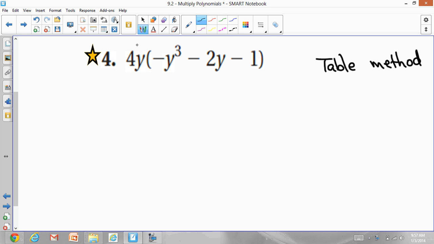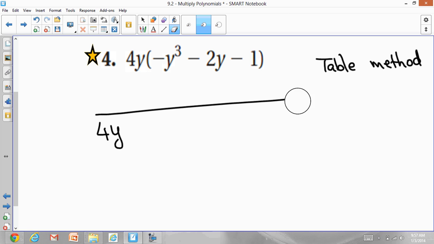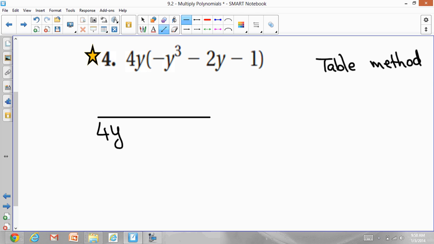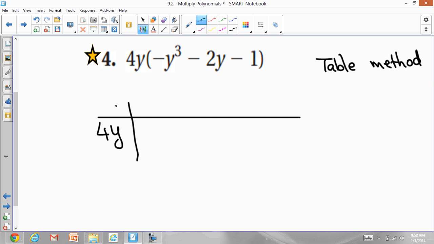So the first one I'm going to write is the 4y. So 4y, I'm writing it vertical. And I'm going to put a vertical line and a dot. The dot implies I'm going to multiply. So the one inside the parenthesis, I'm going to break it apart as negative y cubed, negative 2y, and negative 1.